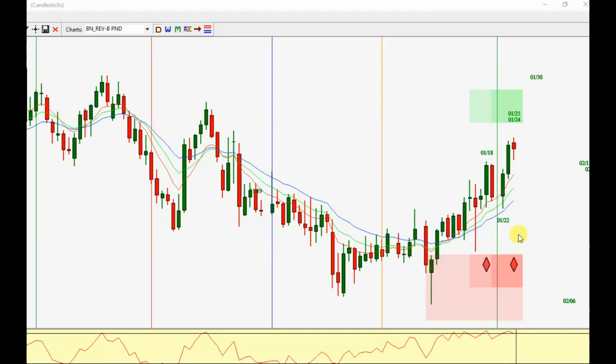Okay, so that is something you'll need to watch, and one of the reasons why I'm kind of cautious about this is because we have yet to enter this green area here, which is the overbought zone. Had this bar been in the overbought zone, I would have way more confidence.